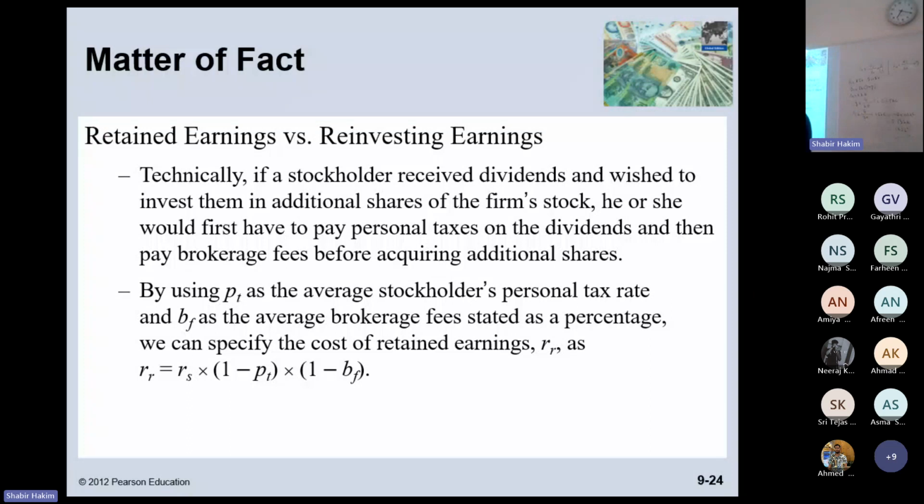So if you recall, when we talked about the payout thing in the beginning, I told you a company should retain the earnings only and only if they can invest that in value generating projects, right? Otherwise, earnings must be paid out. So if a company is keeping retained earnings, then these must be reinvested, right? Technically, if a stockholder receives dividends and wishes to reinvest them in additional shares of the firm's company, he or she first has to pay personal taxes on the dividends and then pay a brokerage fee before acquiring additional shares. Please pay attention here.